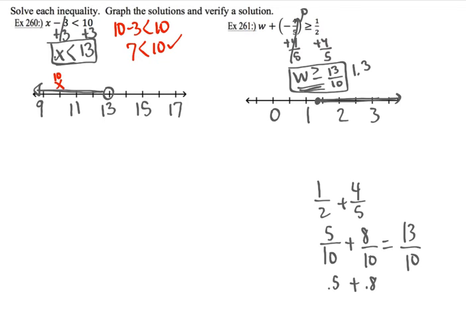And then I need to pick a solution and verify it. Let's do the solution 2 4/5. All right, 2 4/5 plus a negative 4/5 is going to be greater than a half. Well, 2 4/5 minus 4/5 is 2. Is 2 greater than a half? That is true. That solution is verified. Okay, let's move to the next example.